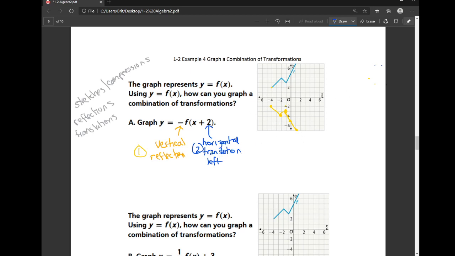Alright, so this one's a horizontal translation to the left. Okay, so I'm going to go to the left by 2. So each of these anchor points is going to get scooted over by 2. And you see sometimes it can be a little confusing because your graphs might overlap a little bit. So this blue one is the solution.